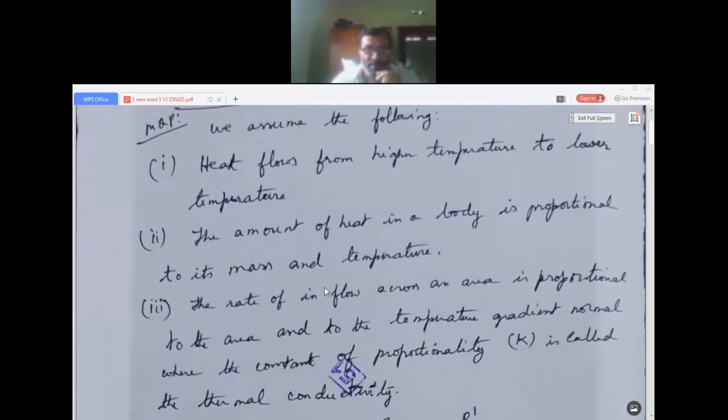Thirdly, the rate of inflow across an area is proportional to the area and to the temperature gradient normal to it, where the constant of proportionality K is called the thermal conductivity.